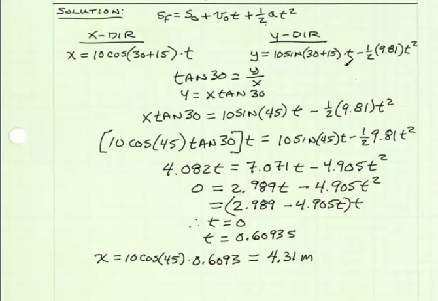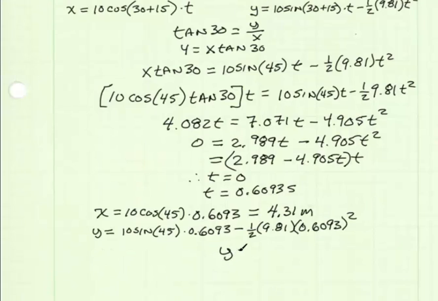We'll just go ahead and use our constant acceleration equation and say that y is equal to 10 sine of 45 times 0.6093 minus 1/2 9.81 times 0.6093 squared. Solving that, y is equal to 2.49 meters.